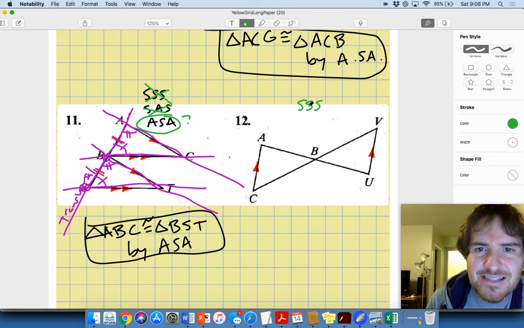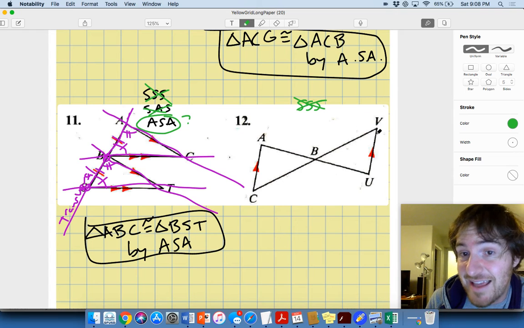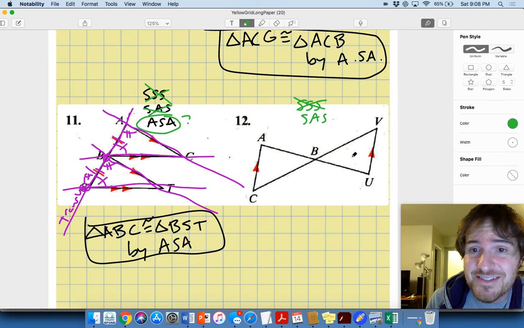So it's definitely not SSS because we don't know any of the side lengths. It's not going to be SAS because, again, we don't know anything about the side lengths. We don't know if that's congruent to that, and this is congruent to this, or this is congruent to this. Is it even going to be ASA? Do we know any of the side lengths and how they correspond to one another? Yeah, it's not going to be ASA either.